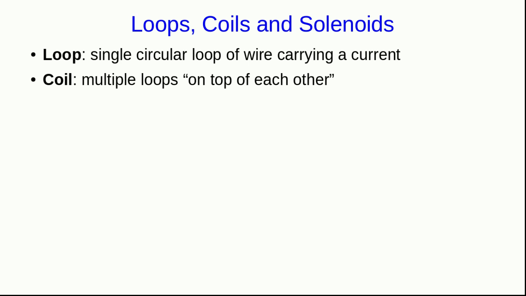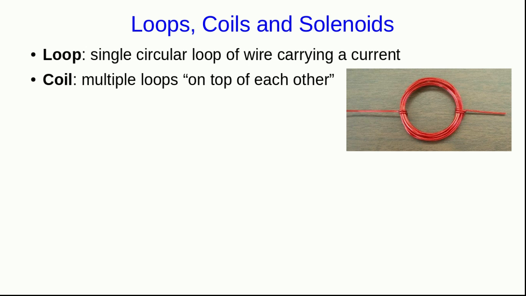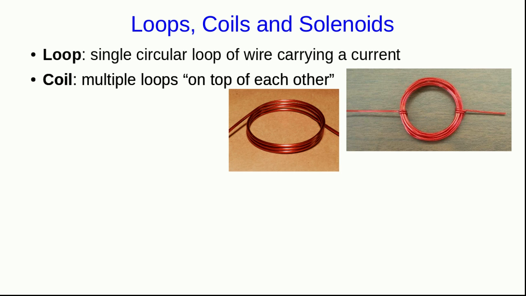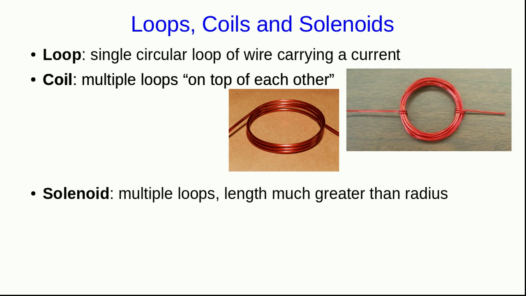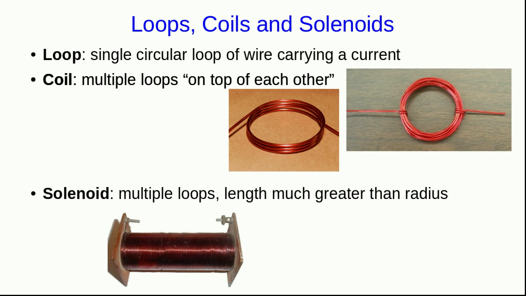Well, of course, that's totally impossible. They can't all be in the same place. But something like this, where the loops are very nearly the same size and are really very nearly in the same place, is approximately a coil. And here's another thing that could be thought of as approximately a coil. On the other hand, in a solenoid, you have multiple loops, but the length of the bundle of loops is much greater than the radius of the loops, and so something like this is what we would call a solenoid.